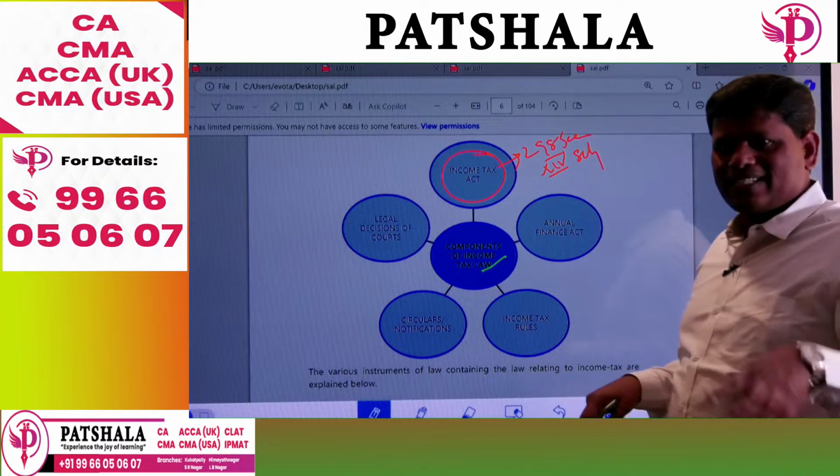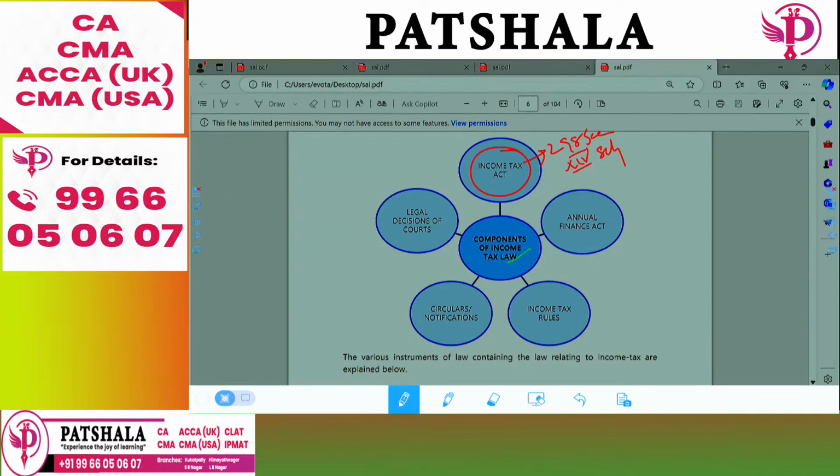But at the Inter level, CA and income tax, hardly we study some 120 to 130 sections at this level. Rest of the sections will be studied at the Final level. Okay. Then the most important one, which most of the people don't know, is the Finance Act. This Finance Act will be introduced every year, and for our June and December examinations, the Finance Act which is required is the Annual Finance Act of 2023.